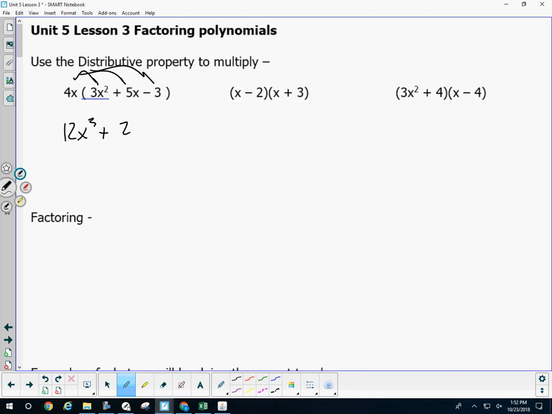We know that we cannot simplify 12x cubed plus 20x squared minus 12x. We just stop there. We know we can multiply two things into two things, and sometimes we will be able to simplify. Same thing here.